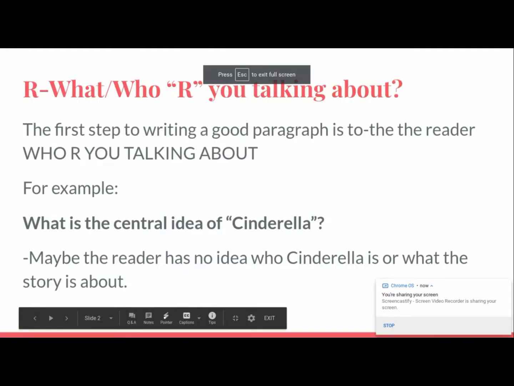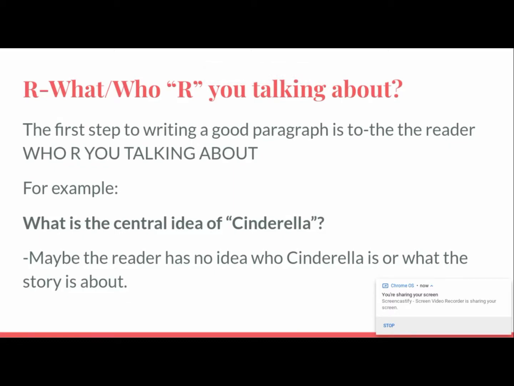All right, guys, let's talk RACES. So as I stated before, R stands for what or who are you talking about? And that's fine if you want to talk like a pirate to help you remember. So the first step to writing a good paragraph is to tell the reader who are you talking about?